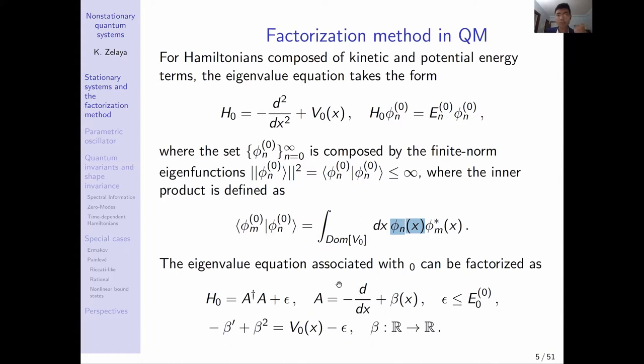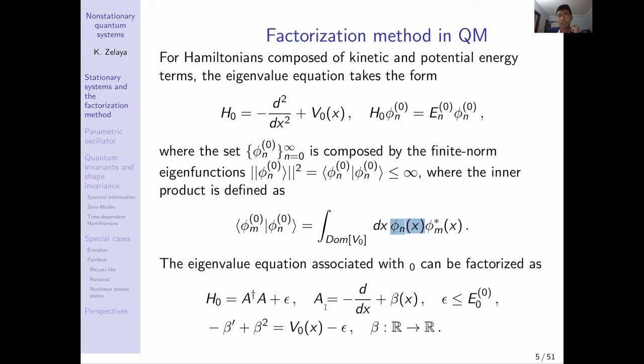So just a brief summary about the factorization method. Well, the factorization method is a technique that will allow us to factorize any stationary Hamiltonian like this. Basically, the idea is to introduce two new operators, A and A dagger, such that the Hamiltonian factorizes like this. And this epsilon is a constant, which, by construction, is fixed to be lower than the ground state of the system. This condition is imposed because otherwise we will introduce some singularities in the new potentials, and we don't want to add additional singularities to the potential.